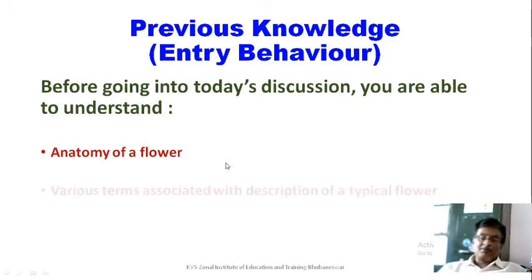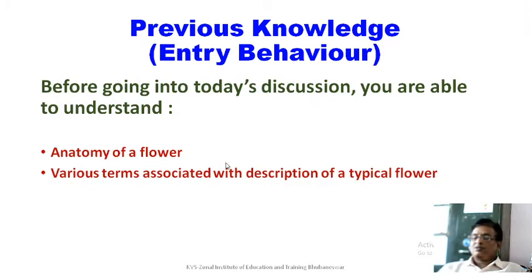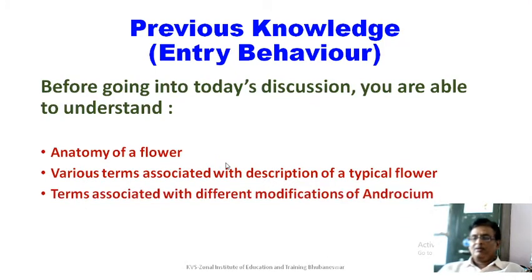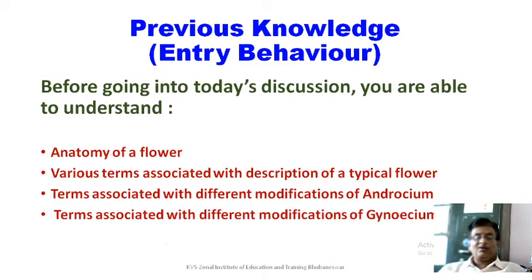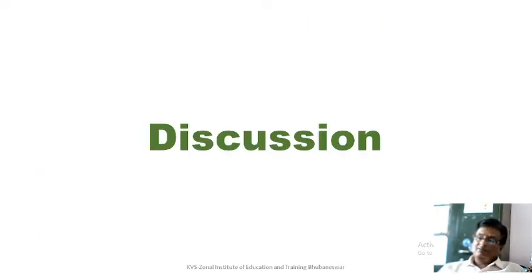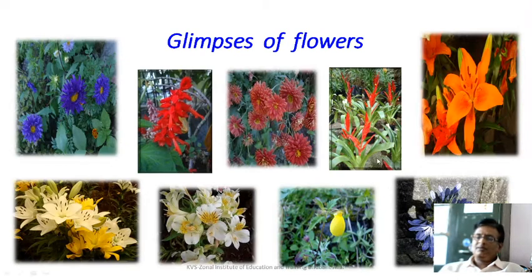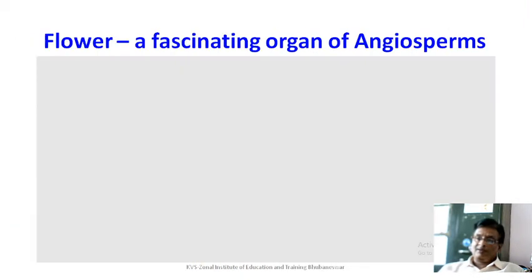It is about the anatomy of a flower, the various terms associated with description of a typical flower, terms associated with different modifications of androecium and also that of gynoecium. Obviously there is pollen, which you should know very well. You can see the bonanza of different types of flowers which are seen all around us. They are a joy forever.